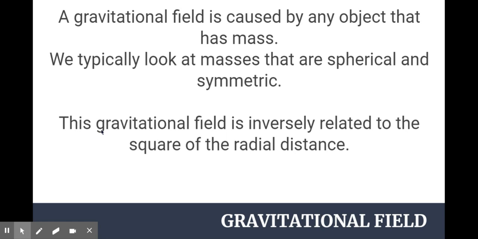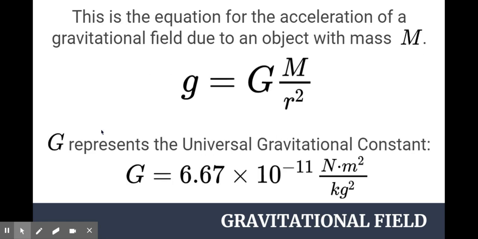Specifically inversely proportional to the square of the radial distance, okay? Now, here's your equation. This is the equation to calculate the acceleration at a given point within a gravitational field for an object of mass m, okay?